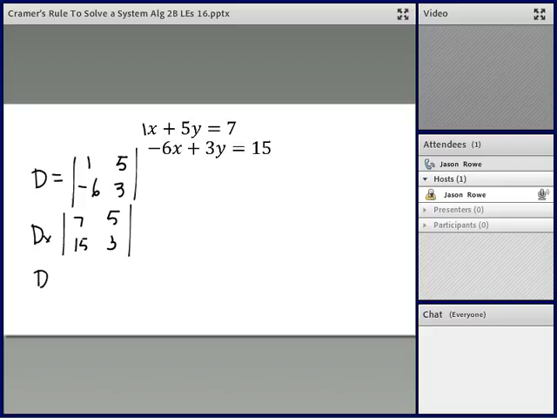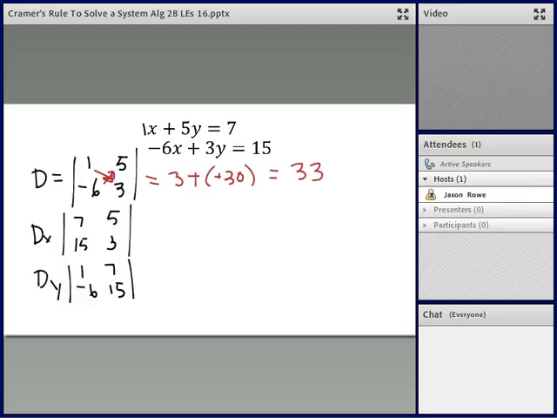Okay, now we're going to find the y. Remember, this time we're going to pull those x's back in. We're going to skip the y coefficients and put in those constant coefficients. Okay, I'm going to go ahead and find the determinant of each. That's +3 minus -30. That's going to give me 33.